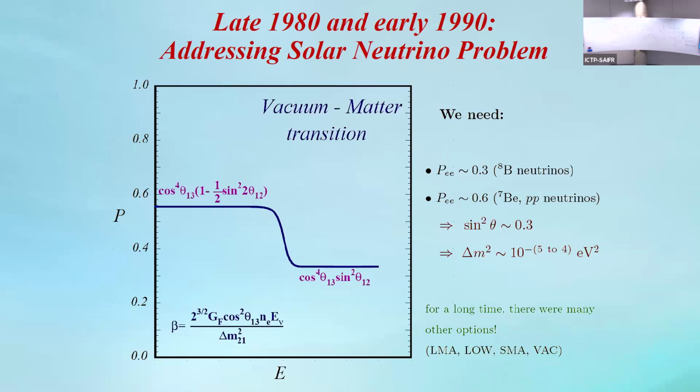But then Mikheyev and Smirnov said that you don't need to go to new interactions and so on. If you consider the standard interactions, that itself explains these things very well. And this also nicely fits the electron neutrino survival probability transition.